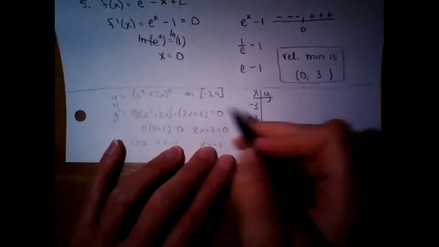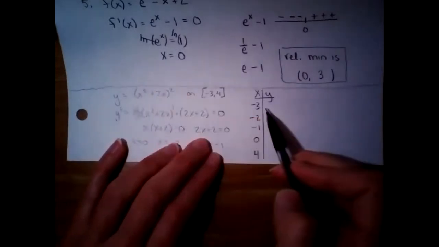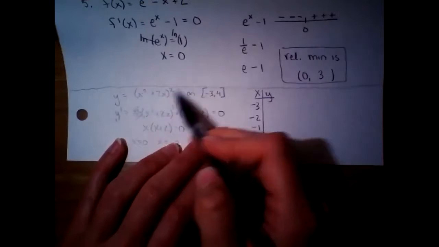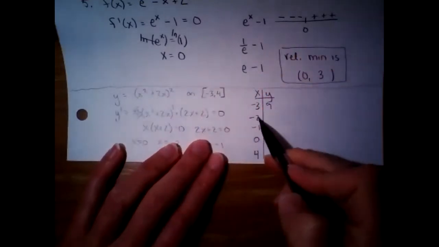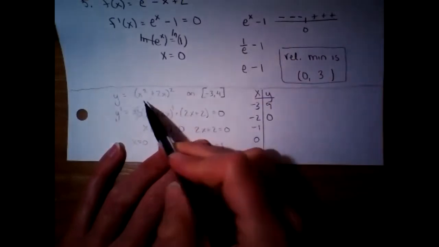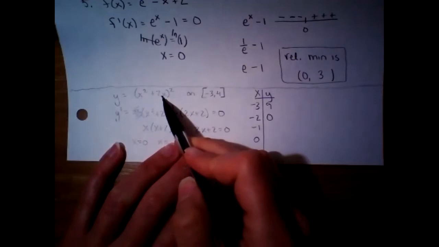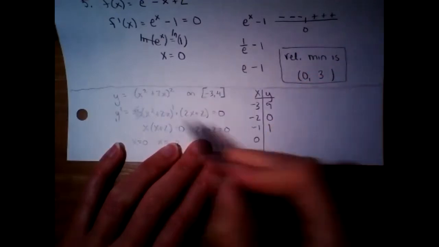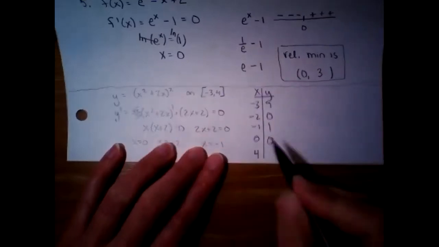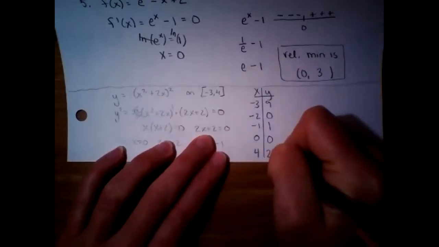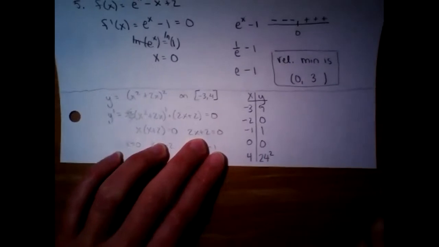All right, so these are going to get plugged into the original function here. So if you plug in -3, all right, that's going to be 9 minus 6 would be 3 squared is 9. This would be 4 minus 4, so 0. -1, that's going to be 1 minus 2, so -1 squared would be +1. 0 is going to just give you 0. And 4, that would be 16 plus 8 would be 24 squared, which I'm just going to leave as 24 squared.